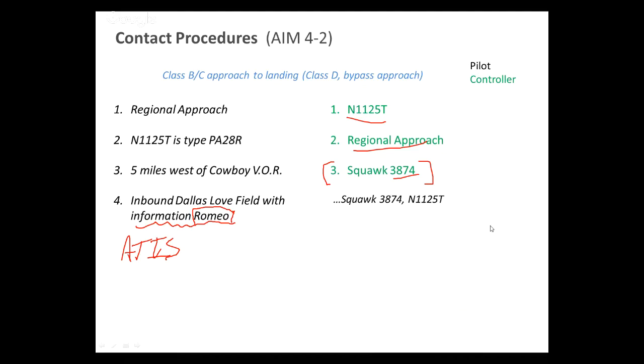And regardless of what that request is, we're going to recite it. If he would have said, November 1125 Tango, regional approach, maintain 2,000 feet, turn heading 120, we'd say the same thing. Maintain 2,000 feet, heading 120, November 1125 Tango. So you're basically going to recite whatever the clearance and or request and or thing that the controller says to you right here.